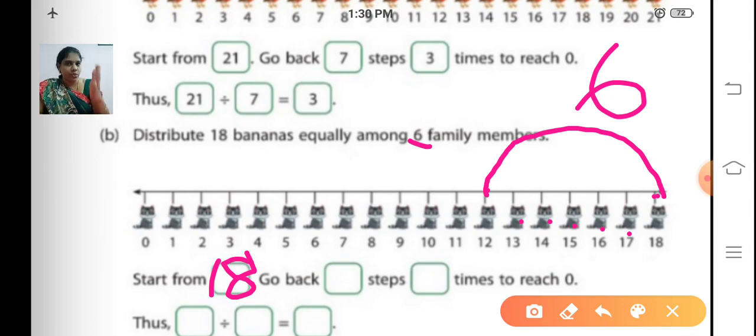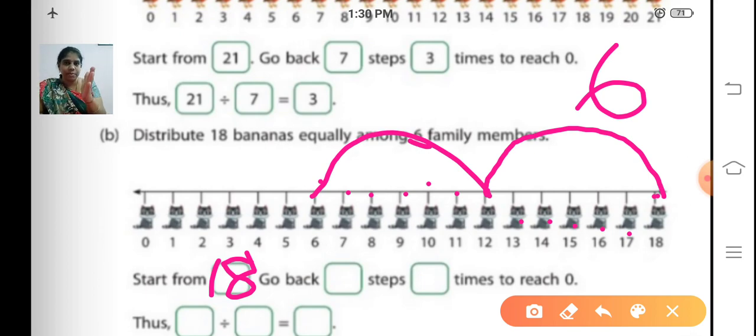Again start from 12. Go back again. How many steps do we go back? 6. Shall we start from 12? 1, 2, 3, 4, 5, 6. Yes. So again from 6, till we reach 0, we have to go back.